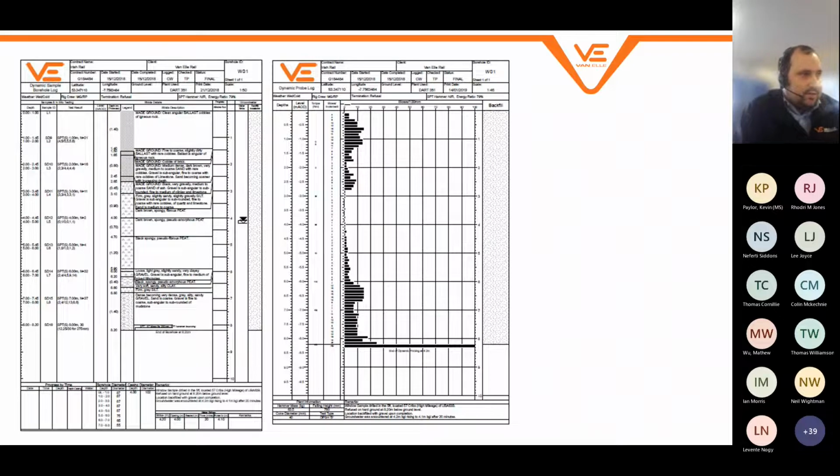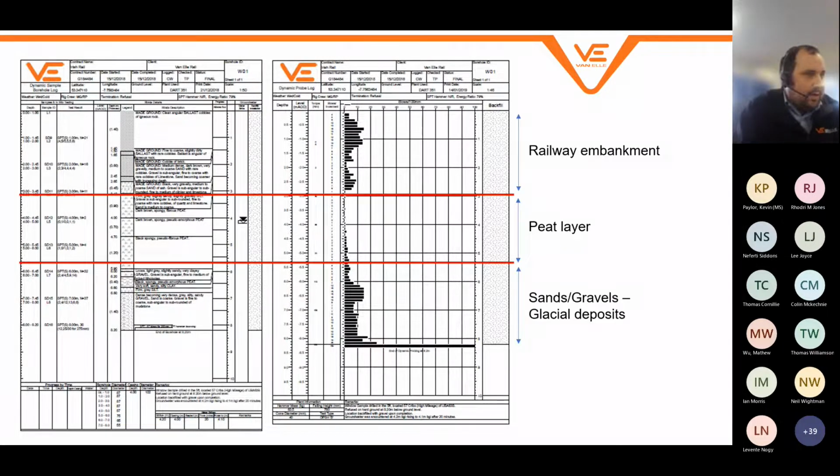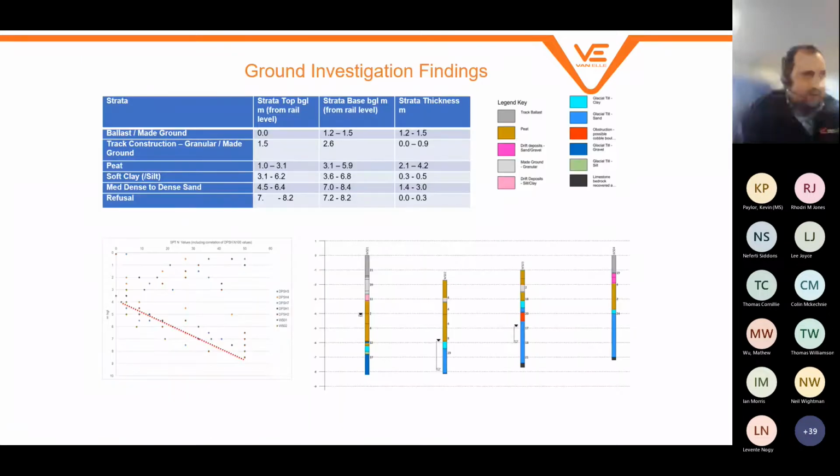So from that, what we could then do is use traditional ground investigation in the form of window sampling to go and target the location. And what we found, looking at the resistance plot from the dynamic probe on the right-hand side, is that you can see a sort of 3-meter railway embankment with a peat layer where we've got very little resistance, and then we start to gain resistance as we hit the sand and gravel layer. So from a pile design perspective, we can use that to start working up a very basic design.